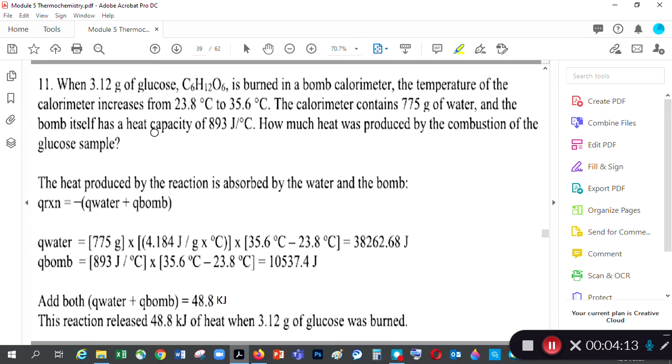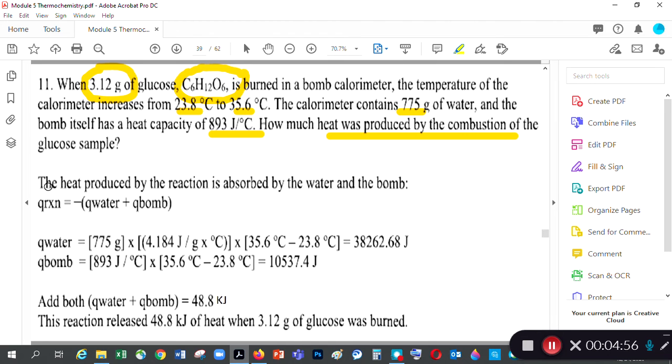Now we have the combustion of glucose. This is the formula of glucose here, and we combusted 3.12 grams with the same bomb calorimeter technique. This is the final recorded temperature in the bomb calorimeter. The calorimeter contains 775 grams of H2O, and the specific heat of the calorimeter itself is 893 joules per degree Celsius. How much heat is produced by the combustion of the glucose sample?